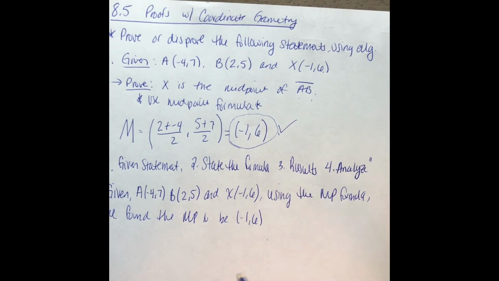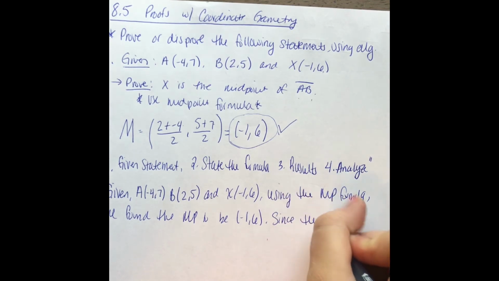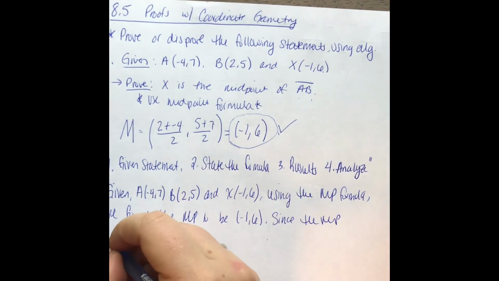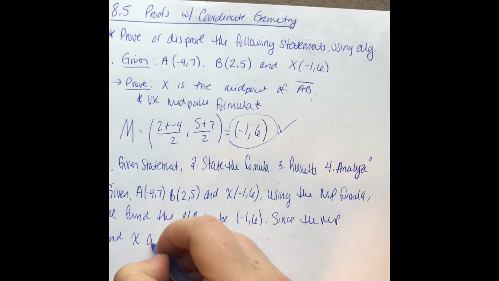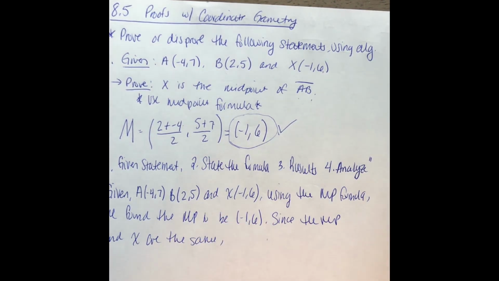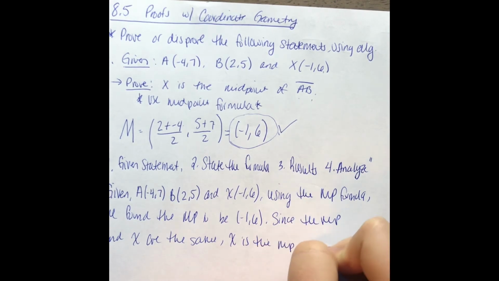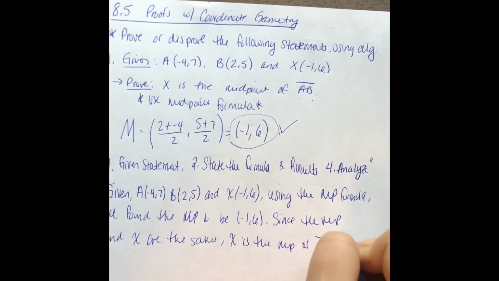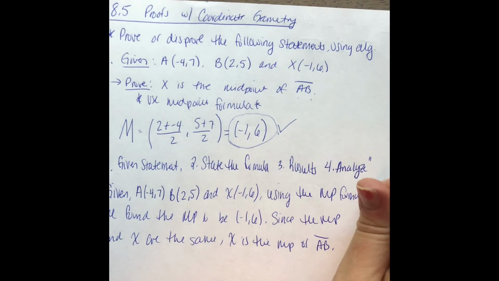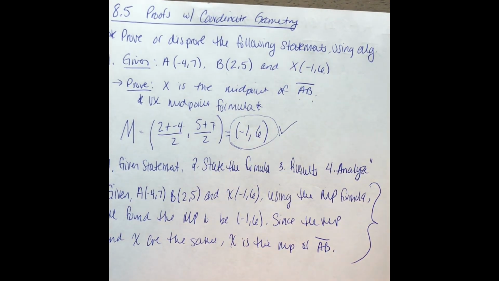So now we have to analyze. Now we can say, since the midpoint and X are the same, we're going to say that it is the midpoint or it is not. We are going to say it is. X is the midpoint of AB. So this whole thing right here, these few couple sentences, that is going to be your solution.